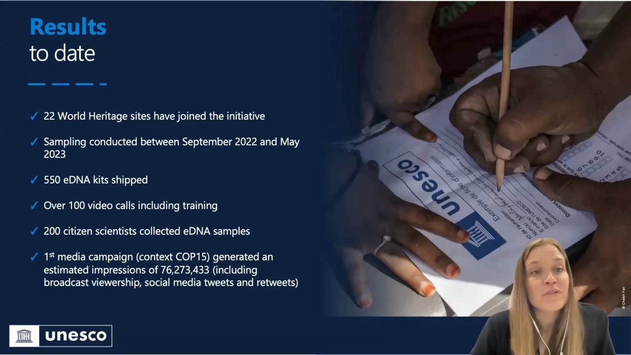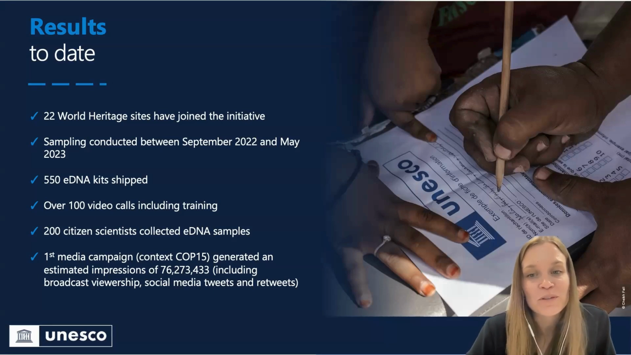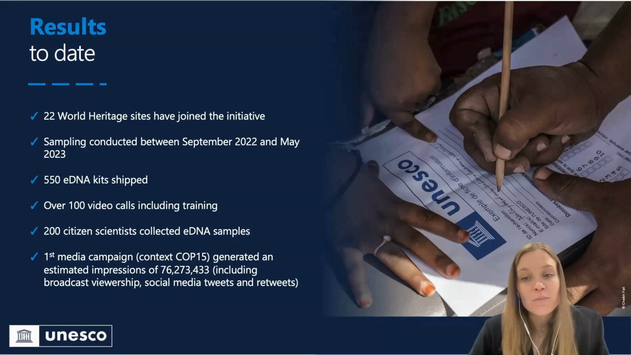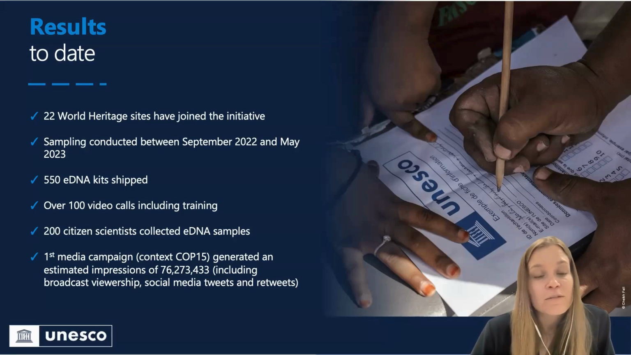So so far, we have done 22 Marine World Heritage sites. The sampling was conducted in 2022 and 2023. We shipped in total 550 eDNA kits to these sites, of which I think we got back 400 that we were able to sequence in the end. So there were, in fact, a few sites where the political situation either didn't allow sampling or sending the kits back. So that's the reason why we have a few less than what we sent.